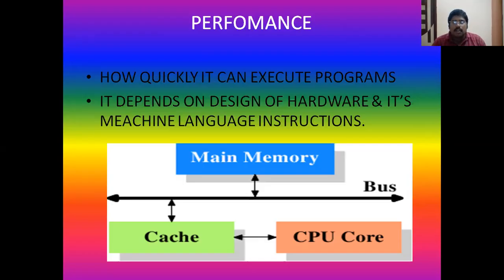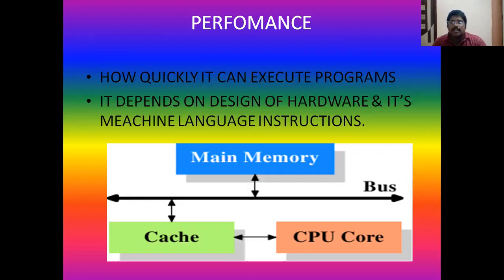The main factors are the design of the hardware and its machine level instructions. First one is hardware designing. Second one is machine language instructions. If we give instructions that are very small and take less time for execution, then automatically it will execute the given program in no time. If I give complex instructions, the execution will take a lot of time, which results in poor performance, isn't it?